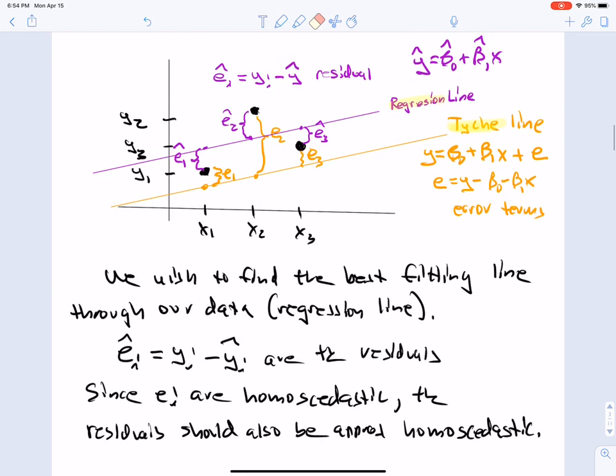So now, since these epsilon_i are homoscedastic, the residuals should also be approximately homoscedastic. In other words, the spacing of the residuals around the regression line should be fairly constant, essentially hugging your regression line.